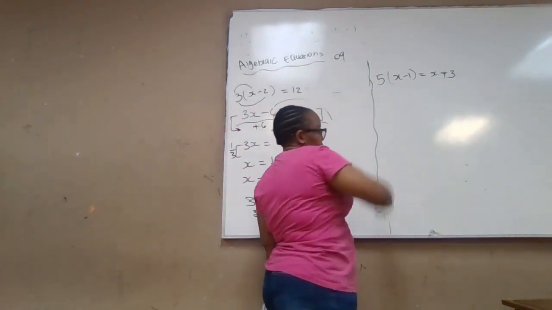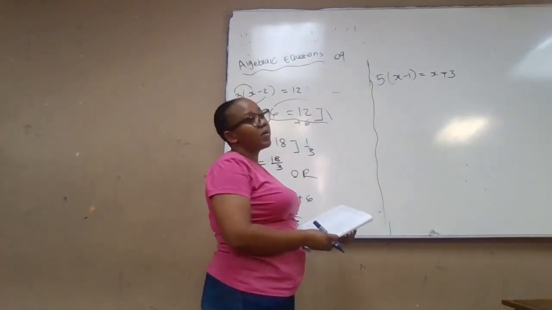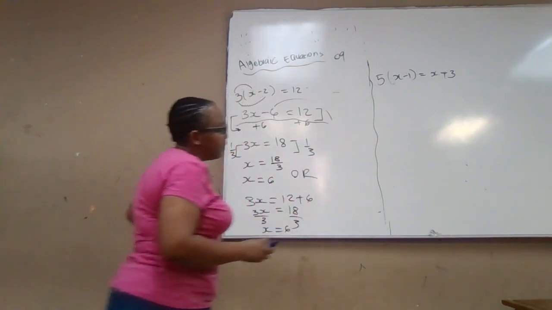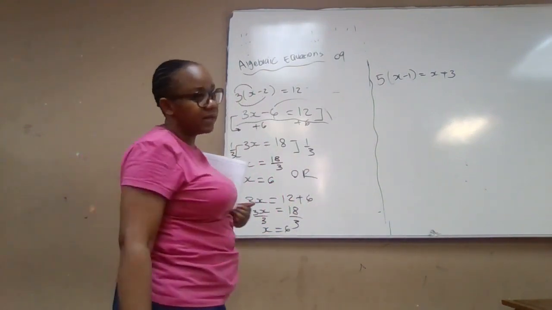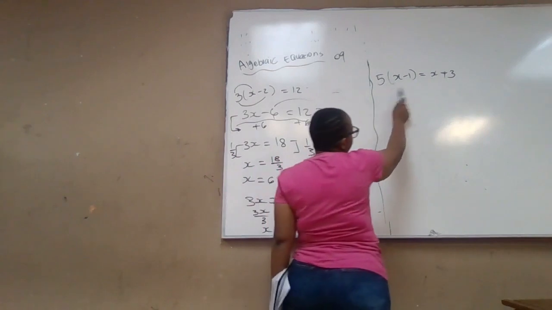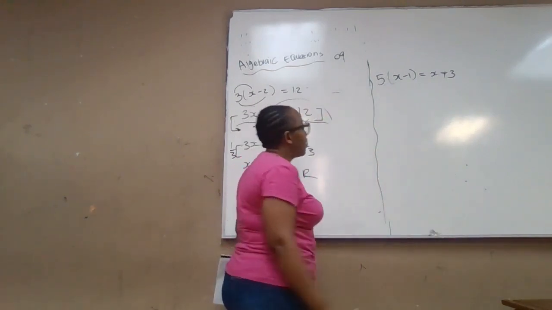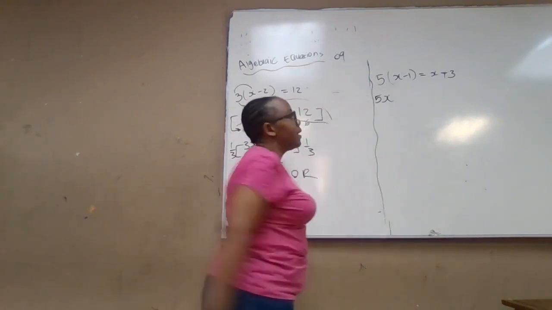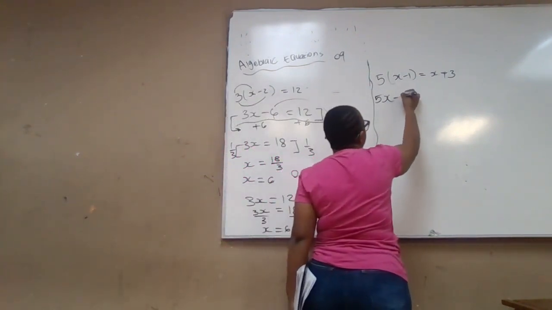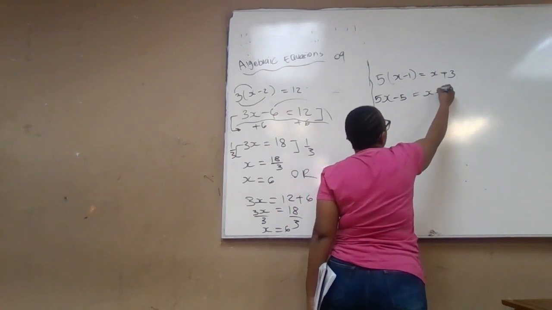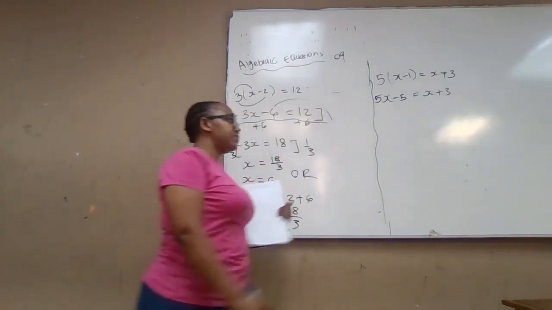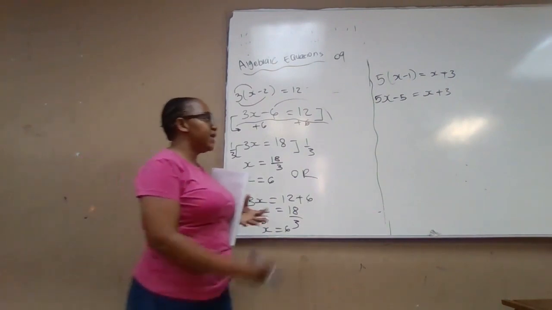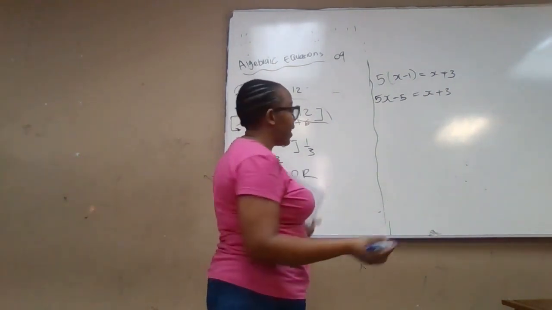So, here's another example. We have 5 open bracket x minus 1, close bracket, equals x plus 3. We have x on the left hand side and on the right hand side. BODMAS says deal with the bracket first, using the distribution property. So 5 multiplied by x is 5x, 5 multiplied by negative 1 is negative 5, equals x plus 3. Solving for x means isolating x.